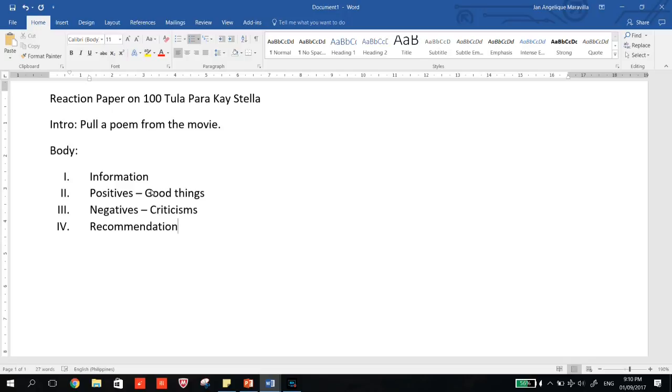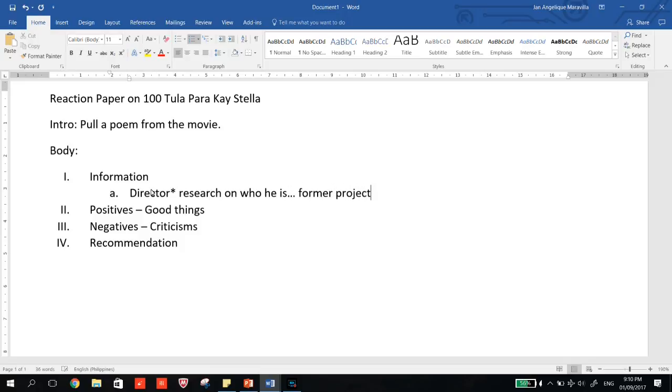Okay? But now that I have this, I can kind of envision kung ano ilalagay ko dun sa paper ko. So, under information, ilalagay ko siguro yung background ng director. Tapos, iniisip ko na yan, research. Research on who he is, kasama yung former projects, education, etc. Now, sa utak ko, syempre, merong mas importante dyan. Siguro ang mas importante yung former projects niya. If, kunyari, 1,000 words yung paper ko at kulang pa ako ng words, idadagdag ko ngayon yung education. Okay? Pero ngayon, tama na muna yan.